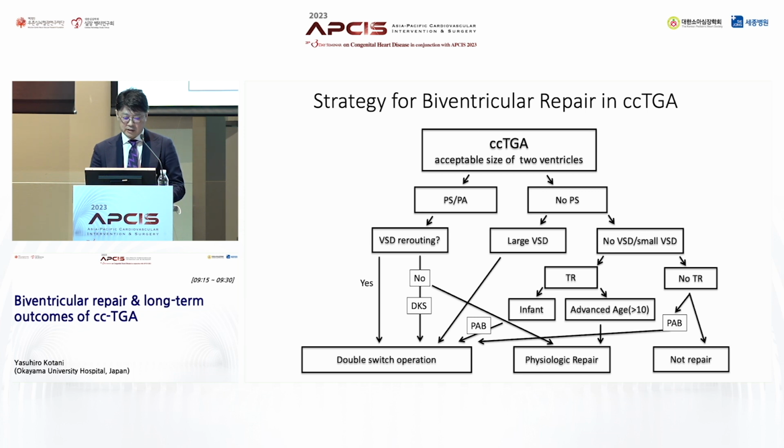So I'd like to finish my presentation with this slide. So based on the literature and our experience, biventricular repair should be considered with this surgical algorithm. No question to go for the double switch operation in patients with pulmonary stenosis or atresia if VSD closure is feasible. Physiologic repair can be an option for the patients who are not suitable for the VSD closure or not having VSD, but older patients such as teenagers with a significant TR, if any.